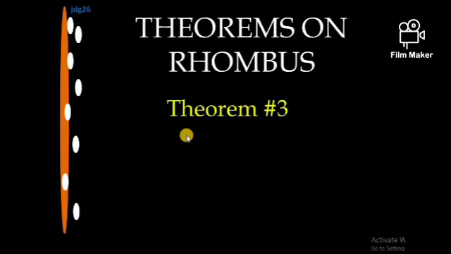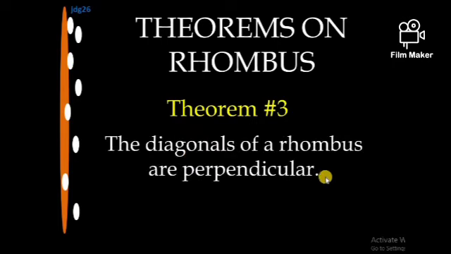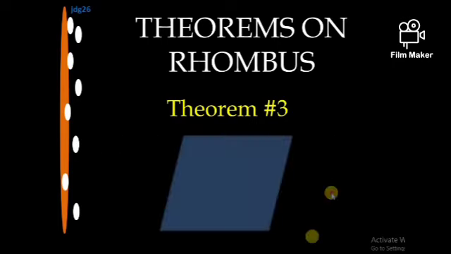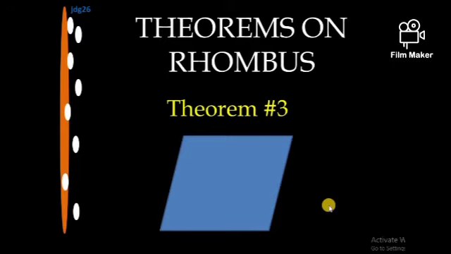Theorems on rhombus. Theorem number 3. The diagonals of a rhombus are perpendicular. Let's have an illustration of theorem number 3. First diagonal, second diagonal, and they are perpendicular. You can see boxes there. Actually, even just one box is enough. The measure of each of those angles is 90 degrees since they are perpendicular.